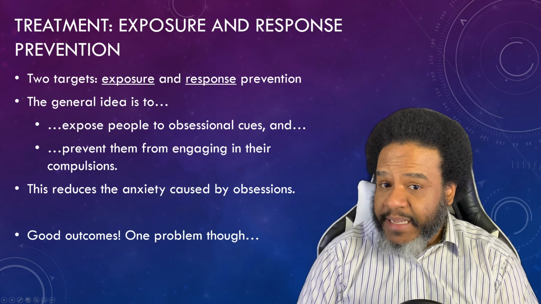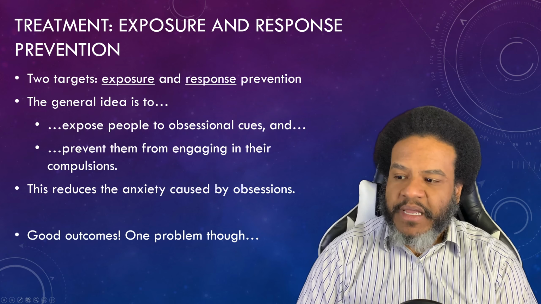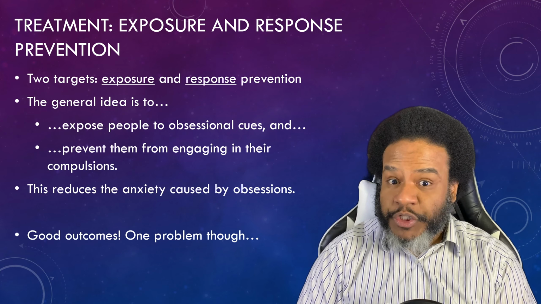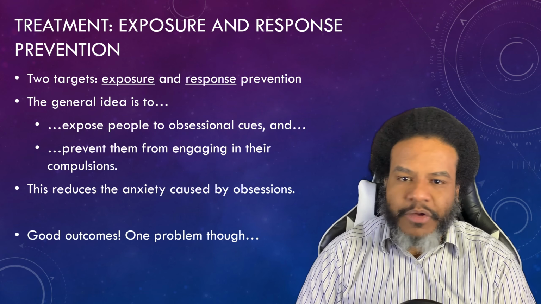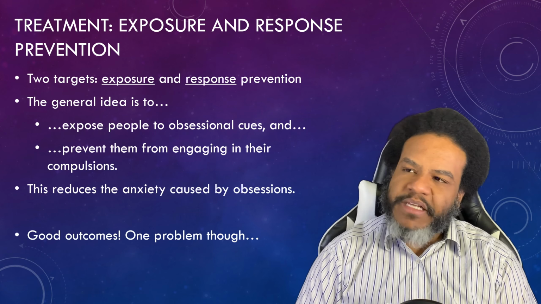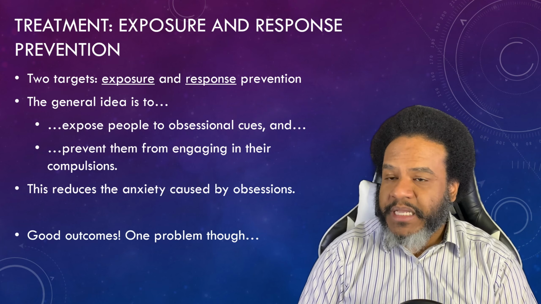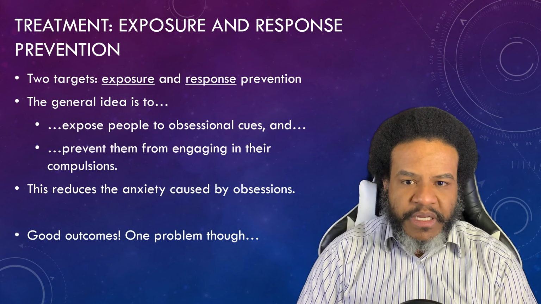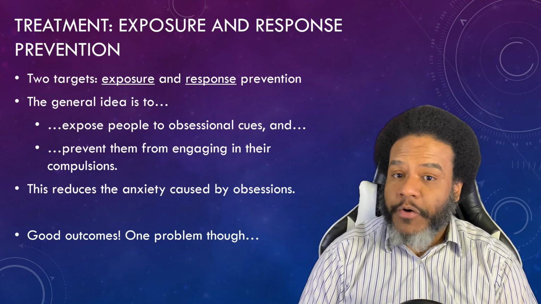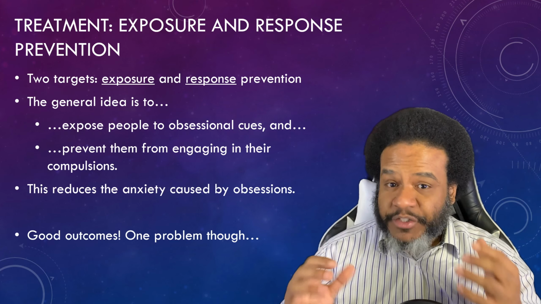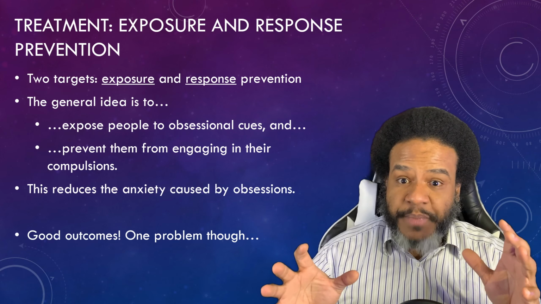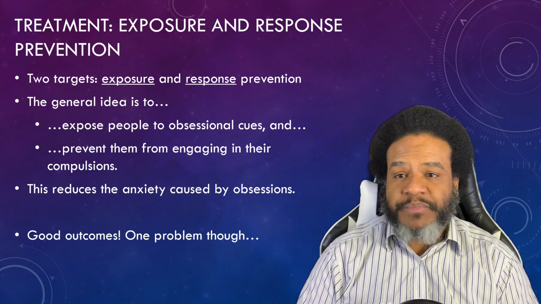So back in the day, when people were trying to prevent compulsions, they physically restrained somebody. However, nowadays we think about trying to be more empathic when it comes to treating OCD. Because OCD has two components, the obsessions and the compulsions, the treatment has two targets, exposure and response. So this is where exposure and response prevention comes from.